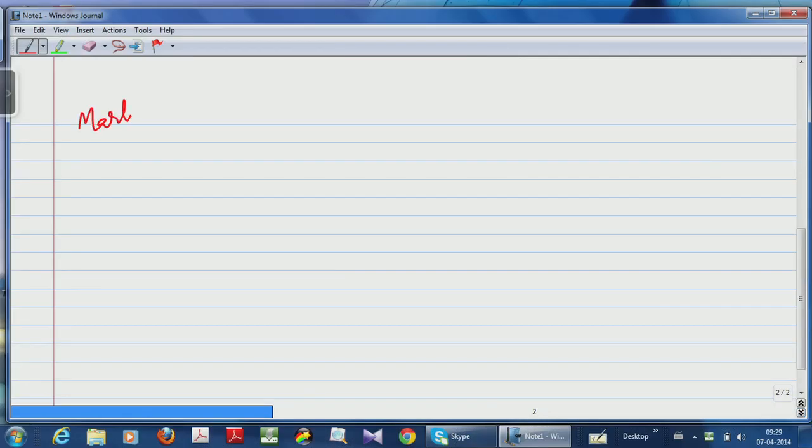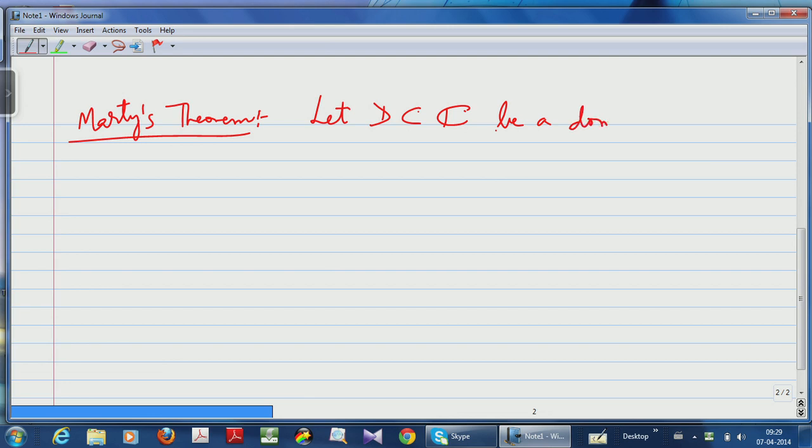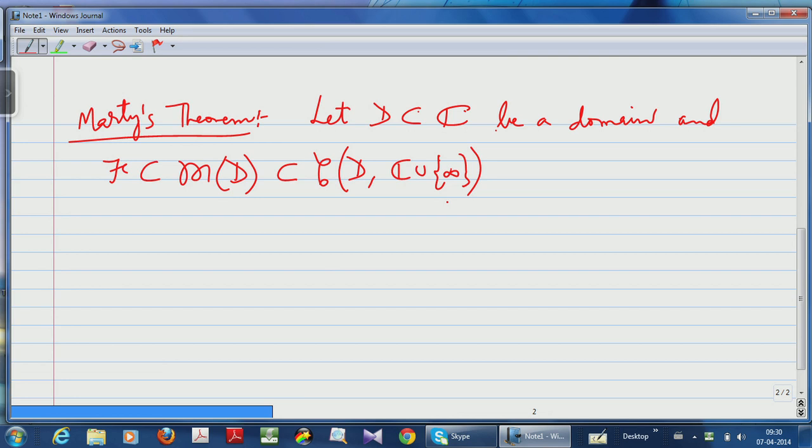So here is Marty's theorem. Let D in C be a domain, of course non-empty as usual, and script F is a family of meromorphic functions on D. Mind you, this is a subspace of the continuous functions on D with values in the extended complex plane. You have to remember this. This is very, very important. When you say meromorphic function, you are allowing the value infinity, otherwise you won't get continuity at the poles. That's very important.